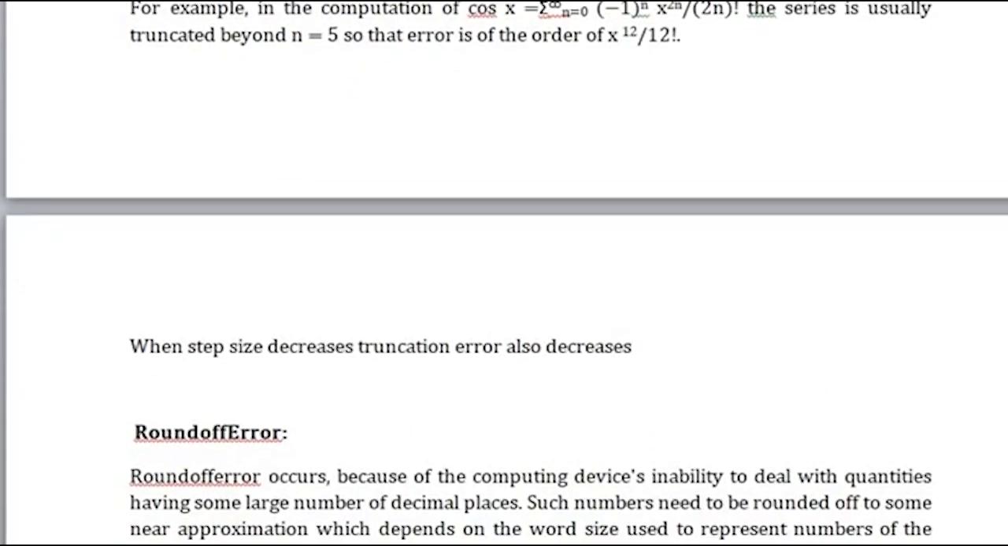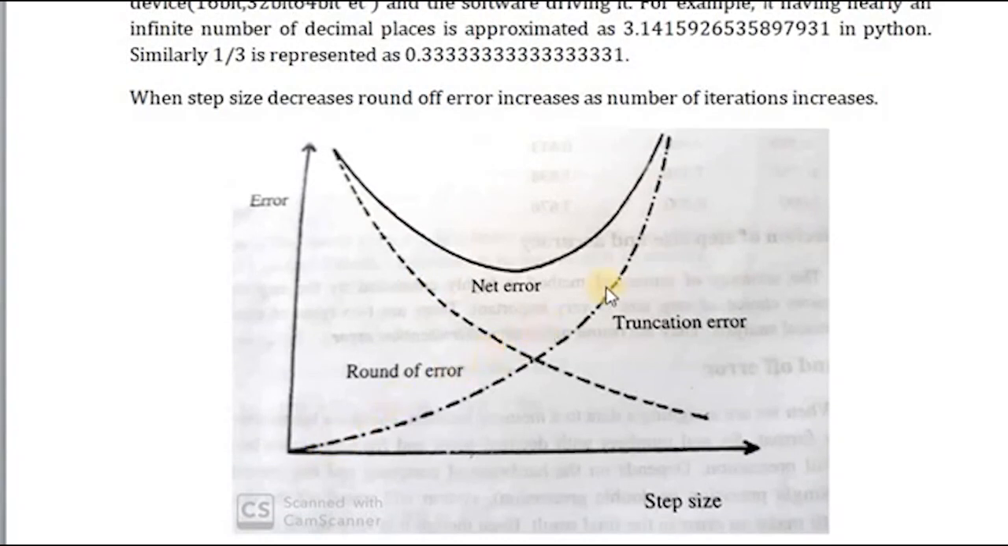Truncation error increases. This is the graph for the truncation error, and this is the graph for the round-off error. For round-off error, when step size is smaller, you have to do a large number of iterations, which increases the possibility of error as the number of iterations increases. So for a smaller step size, there is a large number of iterations and larger error, and as the step size increases, a smaller number of iterations shows smaller error. This is the diagram for the round-off error, and this is what describes the truncation error.